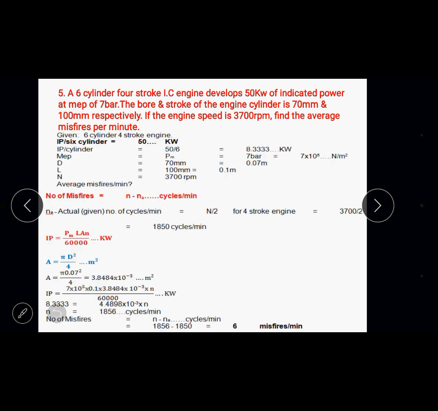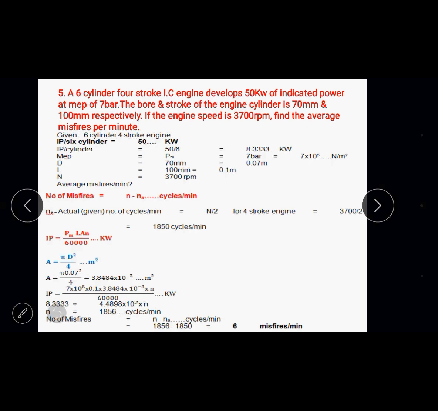So here after reading the problem, write down the parameters given. It's a multi-cylinder 4-stroke IC engine. All the formulas which I have indicated stand for single cylinder. They are not for multi-cylinder. All the formulas that are used are applicable for single cylinder IC engine. So here you should be careful. It's a 6-cylinder 4-stroke engine.